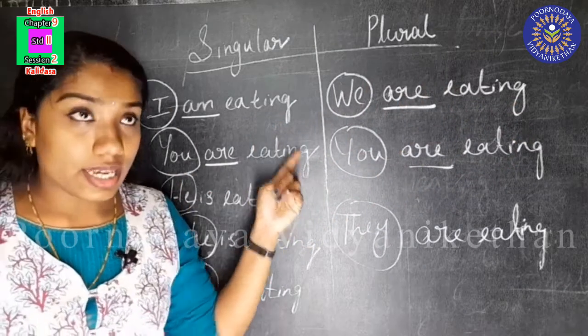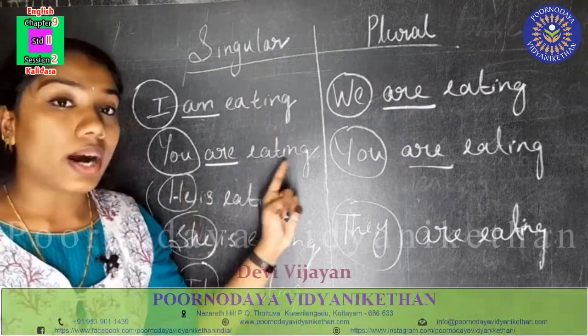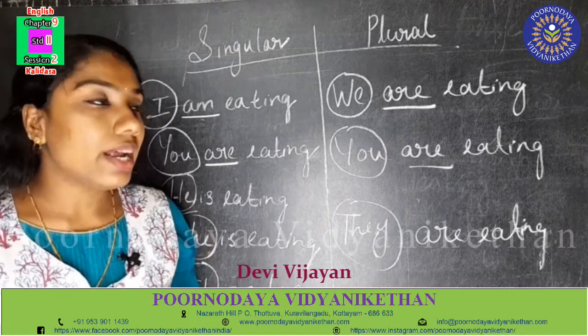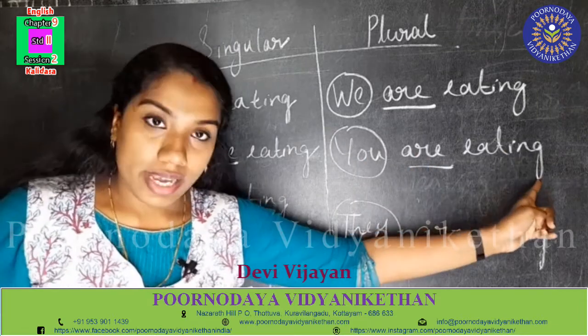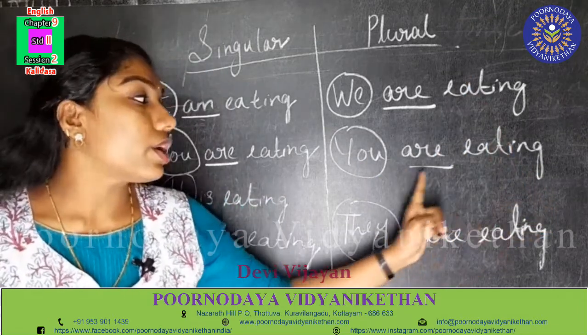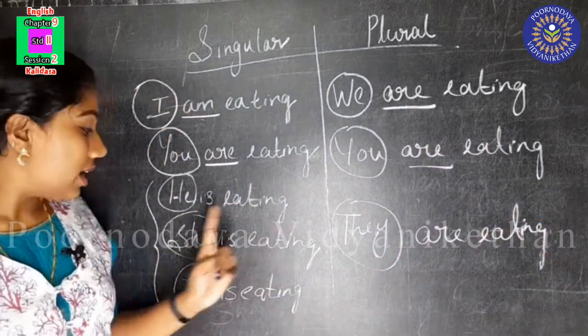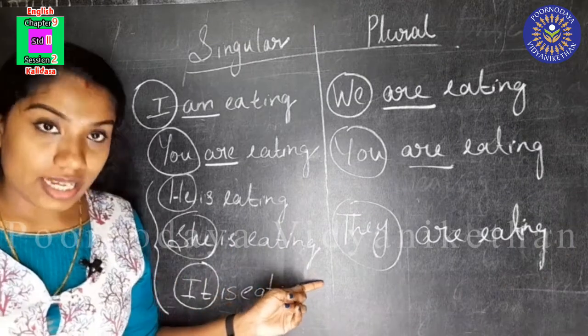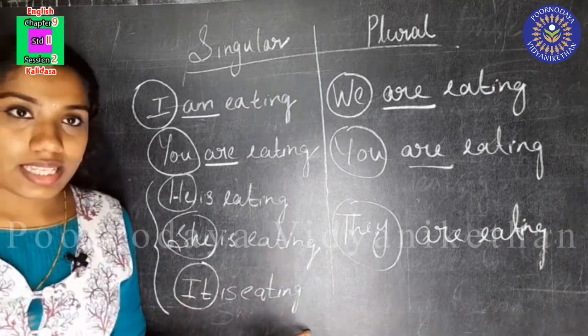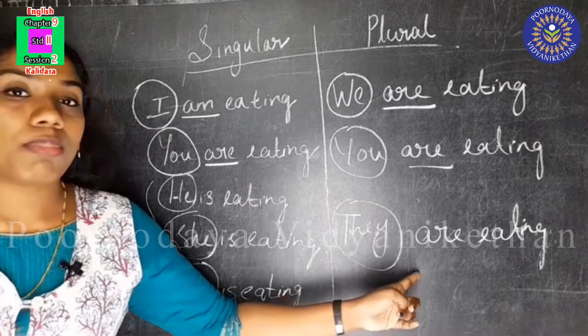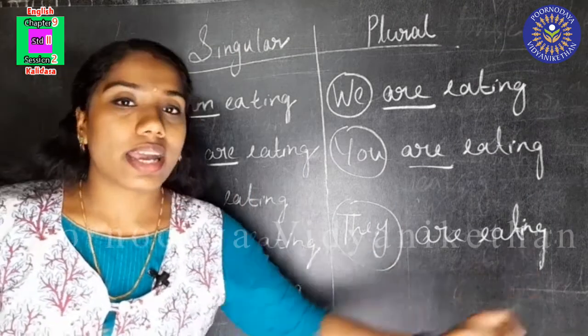You are eating. See the singular form? You are eating. In plural form also, you are eating. He is eating. She is eating. It is eating. And when we write it in the plural form, they are eating.